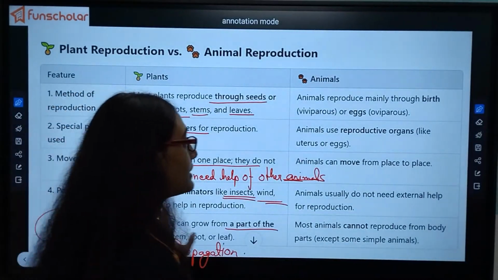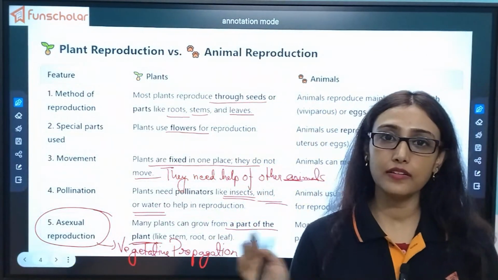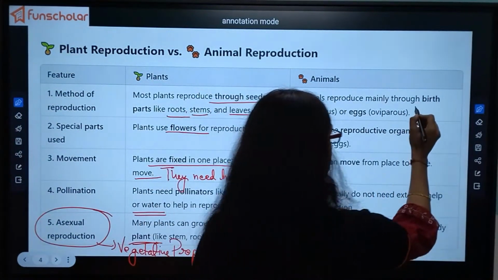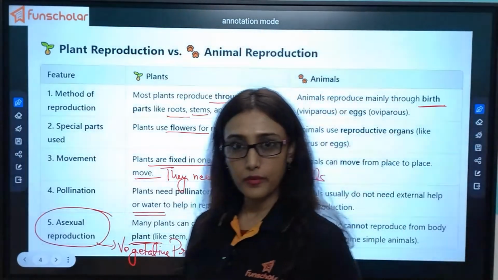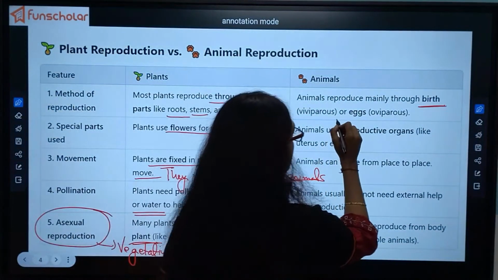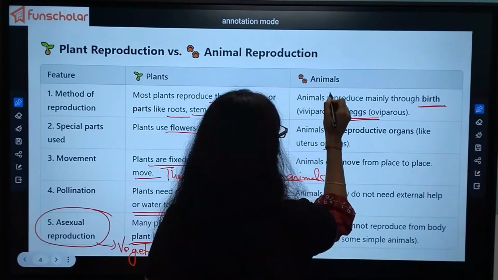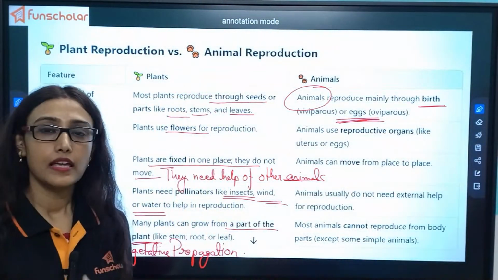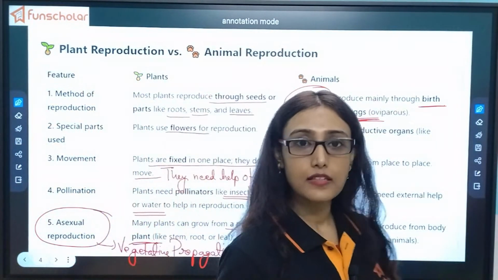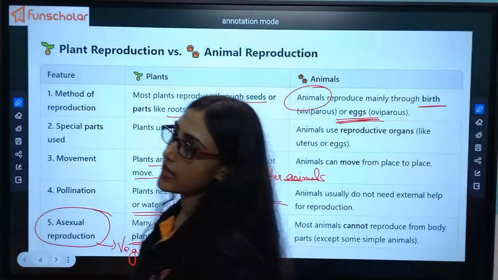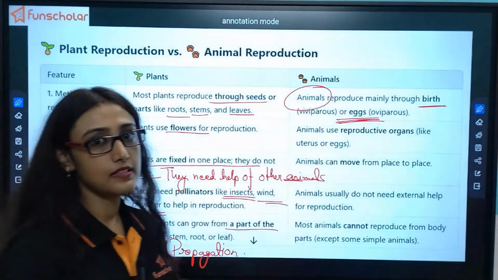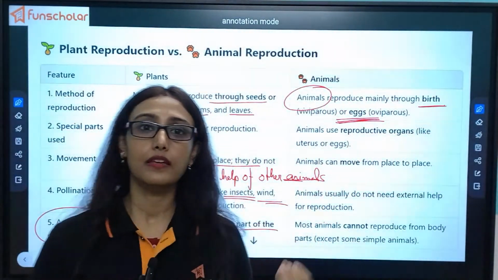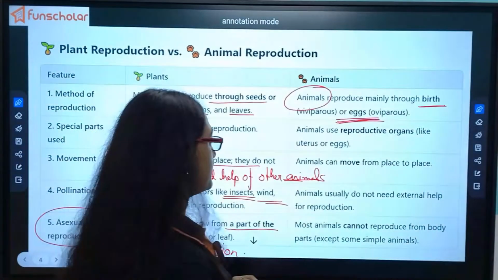Okay? Now animals, how are they different from plants in case of reproduction? Sorry, animals, they give birth or they are egg laying. Insects do lay eggs, birds do lay eggs, amphibians and reptiles do lay eggs, but mammals, we humans, give birth to new babies.